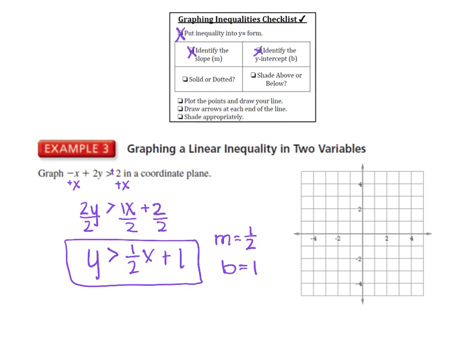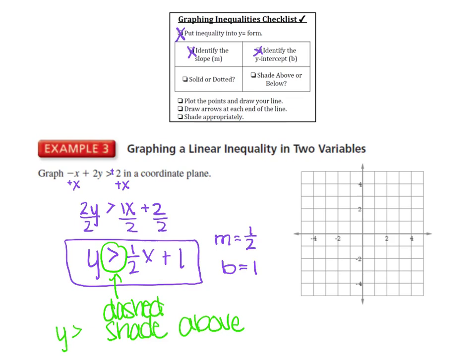Is it a solid or a dashed line? Well, there's no line underneath my symbol, excuse me. So no line underneath means that I know it's a dashed line or dotted line. And since that says y is greater, that means I shade above my line.